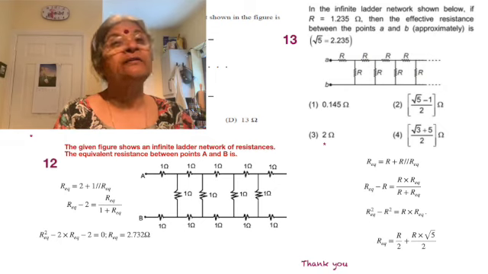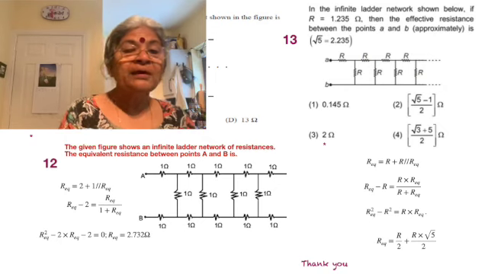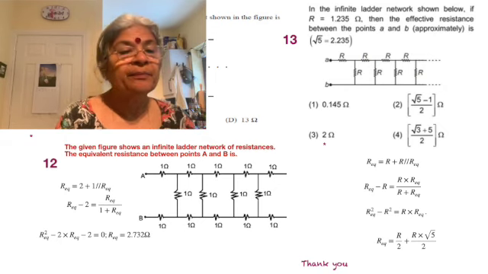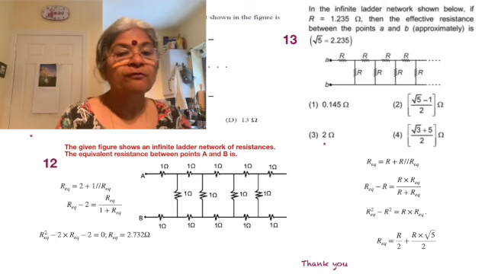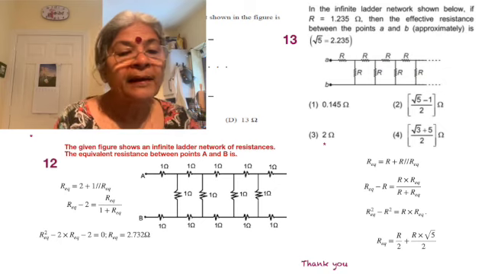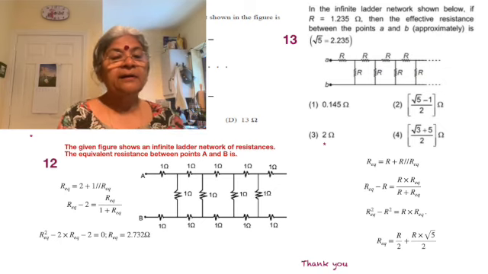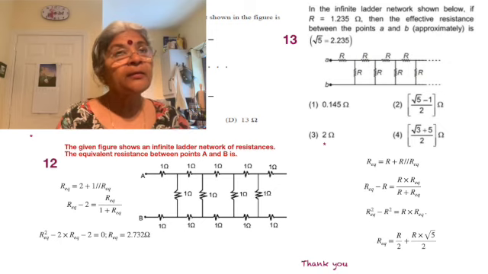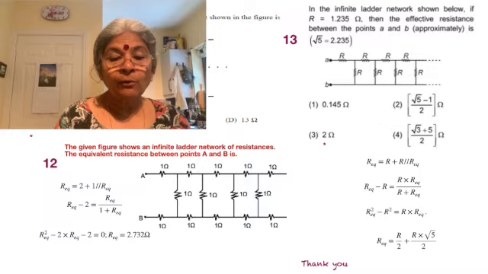This is true for an infinite network. So the derivation was continued as before. We have R equivalent minus 2 is equal to R equivalent by 1 plus R equivalent, and then it is solved by cross multiplication, getting a quadratic equation and solving for it.